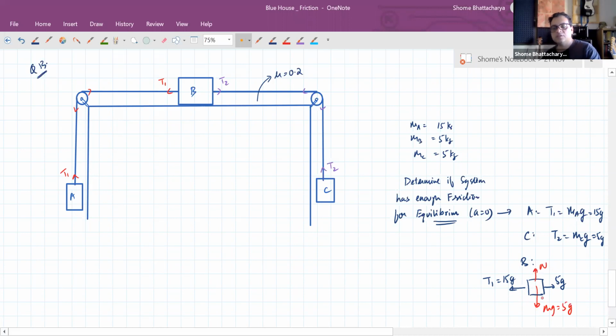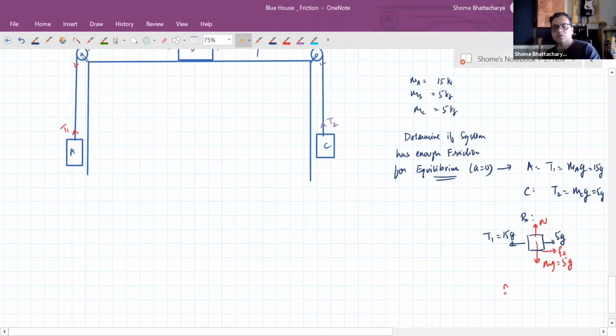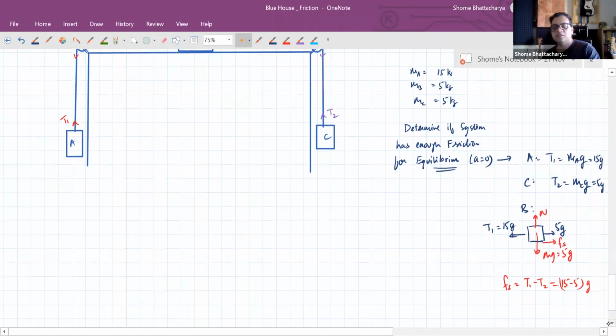Now it has a tendency of slipping like this, so static friction has to act like this. So how much does the static friction have to be equal to? Static friction has to be equal to T1 minus T2, which has to be 15 minus 5, or 10g. Now obviously that much is not available to you because its weight is only 5g and coefficient of friction is less than 1 obviously.